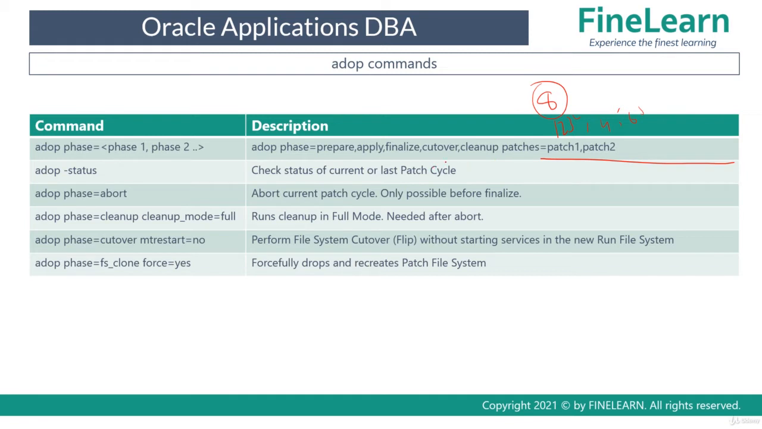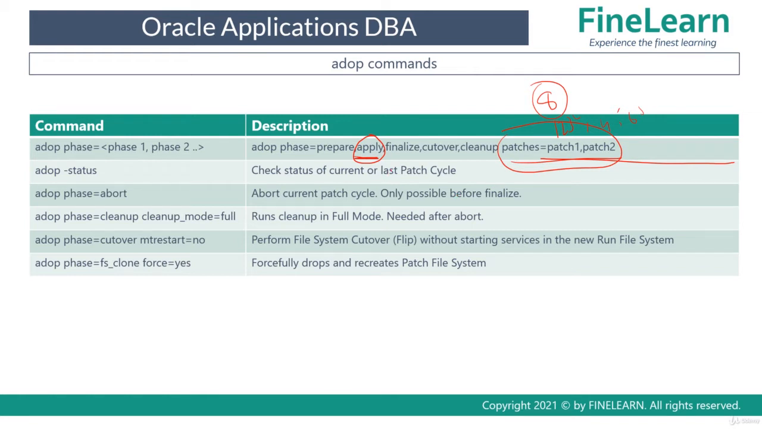There is no rule that you have to go one by one only. For example, I have already tested the patches several times. I can simply run ADOP phase equal to prepare, apply, finalize, cutover, cleanup all at once. Or I can simply run ADOP phase equal to prepare. That's it. Remember that when you are running apply, the patches equal to parameter is mandatory. Obviously, because this apply phase always should have the list of patches that you want to apply.